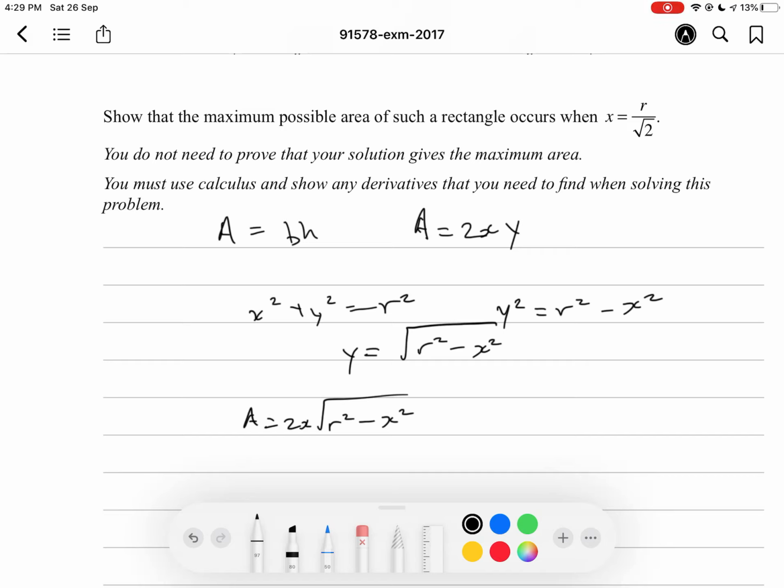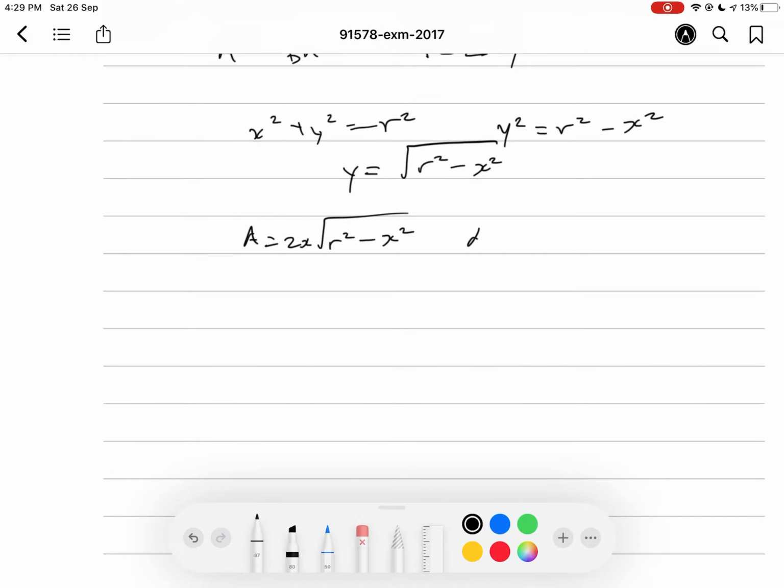In order to find the maximum area, we need to differentiate with respect to x. The reason we differentiate with respect to x and not r is because r is a constant, it's not changing. But we can change x to observe how it changes the area of the rectangle. So because x is the changing variable, we're going to differentiate with respect to x. Therefore, for dA over dx, we're going to use the product rule as well as the chain rule. The product rule has to be used because we have 2x, a function of x, multiplied by the square root of r squared minus x squared, also a function of x.